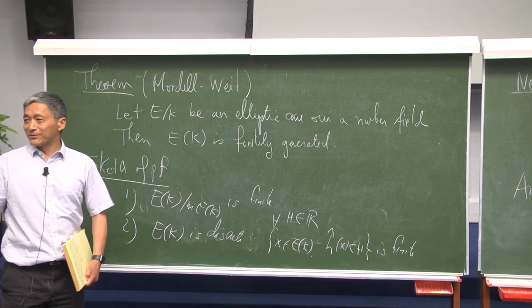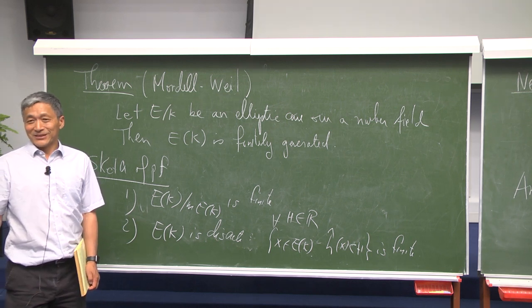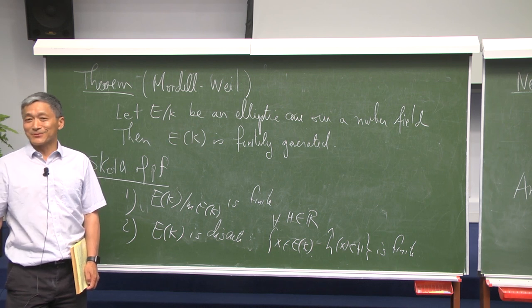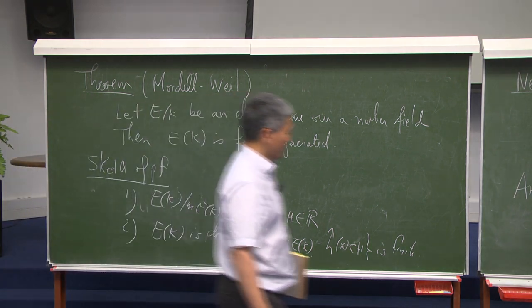Since you use a descent, your proof will never be effective. Right? Because you essentially say, if I give a bigger solution, I'll find a smaller solution. But you have to start with a bigger solution, so you have no idea when to stop.